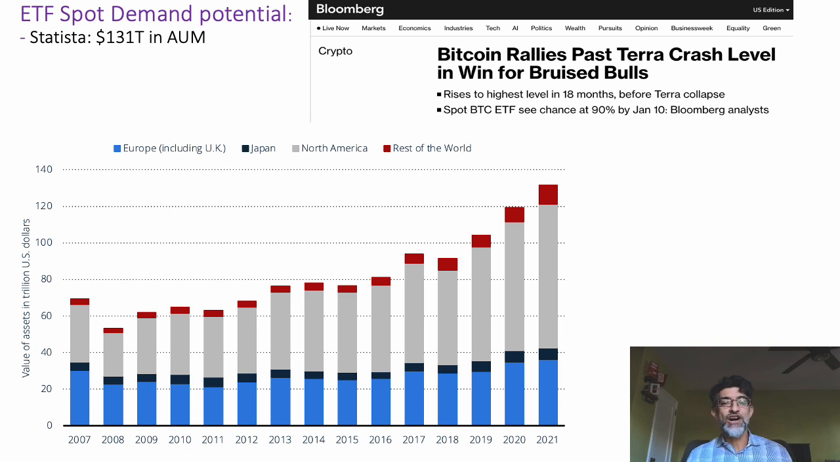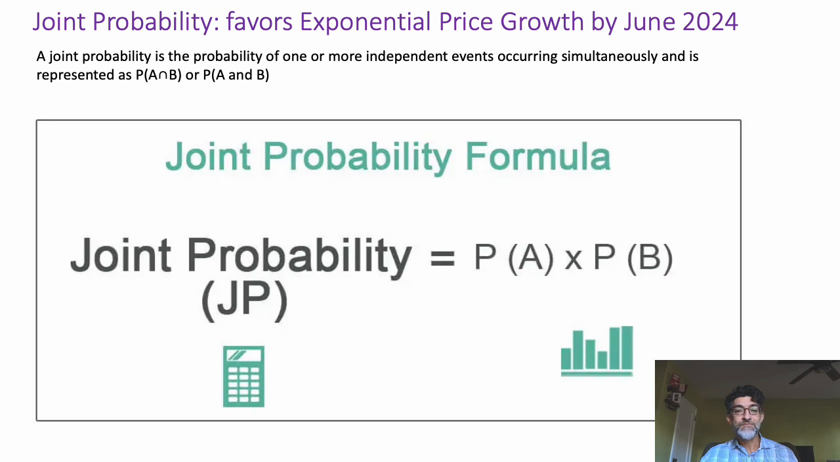And if you look here at this chart, I know it's hard to read, but what it's showing you is that assets under management globally are $131 trillion. So there's a huge potential here. There's potential that even if investors or asset managers put a small amount of their assets under management into Bitcoin, it'll have a huge effect on the price of Bitcoin.